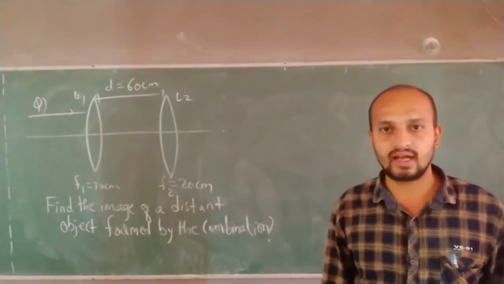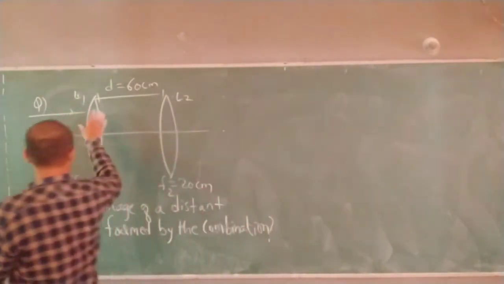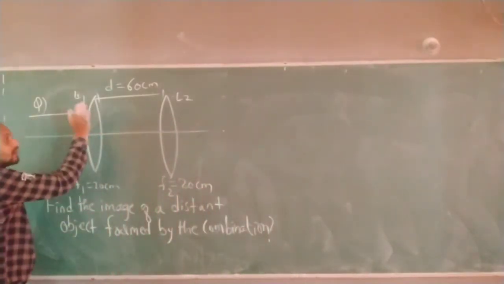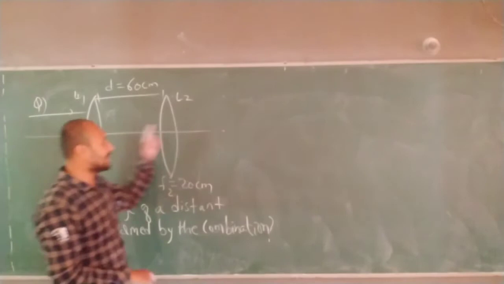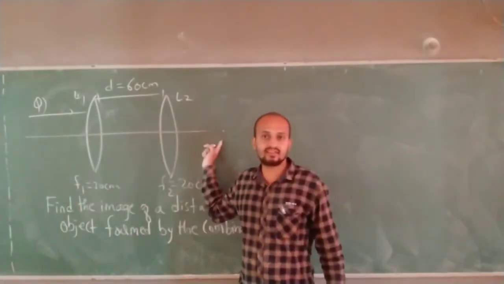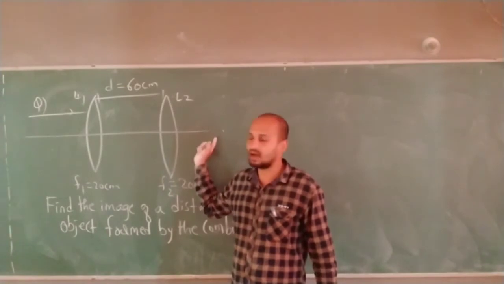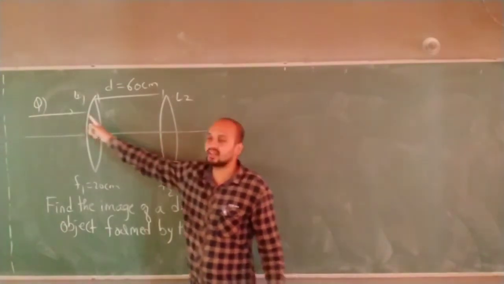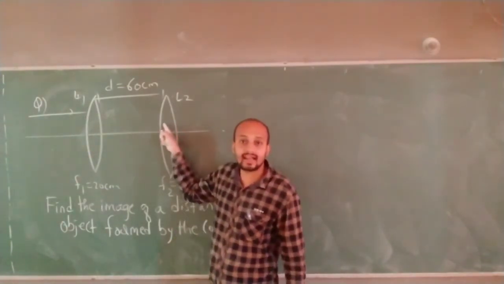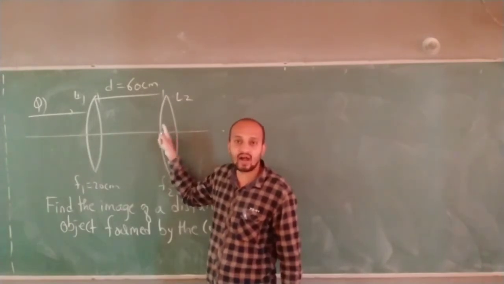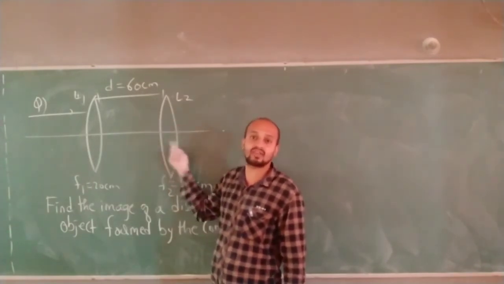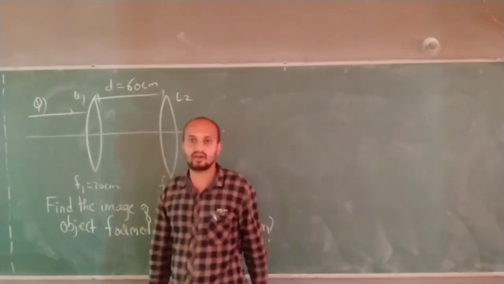First method you learned, what is that? First you apply the refraction lens formula to this lens and find the image distance. This is one method, correct now? You will find an image for this lens, that image will act as an object to the other lens, and find that another image distance from this lens. Previously one method you have learned.